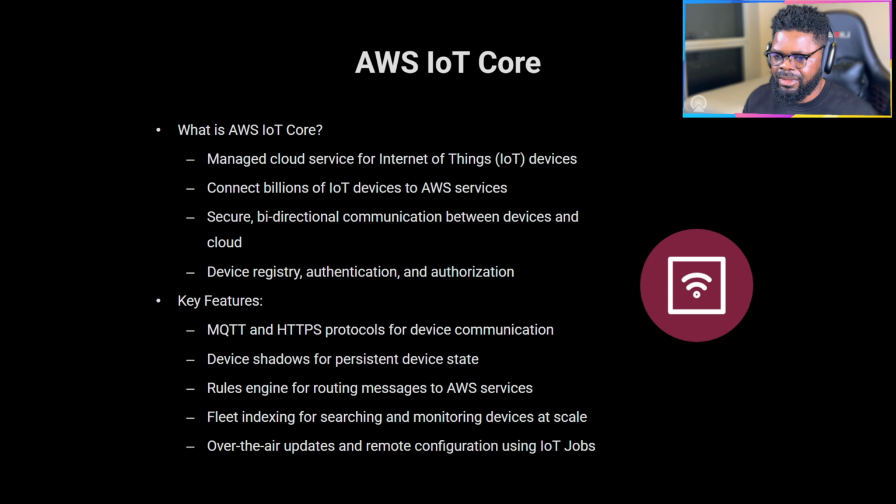So you secure bi-directional communication between devices and the cloud. There is a registry. You create authentication. You create authorization. And then we'll see all that in a second. It obviously supports the MQTT protocol, which is one of the popular protocols for working with IoT devices. Device Shadow is something you can use for keeping track of the persistent device state. You will see the rule engine.